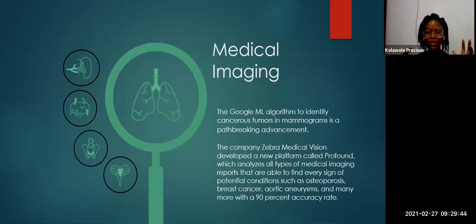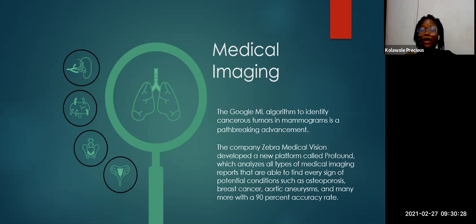Okay, this is medical imaging. We'll be talking about the application of machine learning in medical imaging. As we all know, a machine learning algorithm can process an unimaginable amount of information in the blink of an eye, and it can even be more precise than humans in detecting the smallest changes in medical imaging. The path-breaking advancement we are having presently is the Google machine learning algorithm, which is capable of identifying cancerous tumors in mammograms.